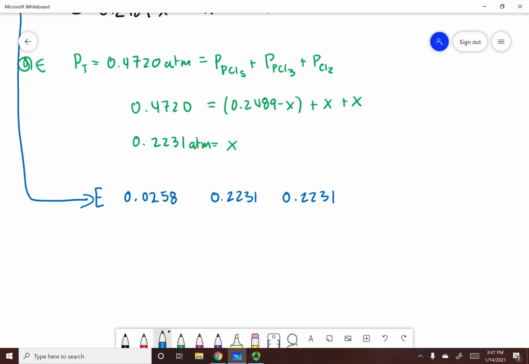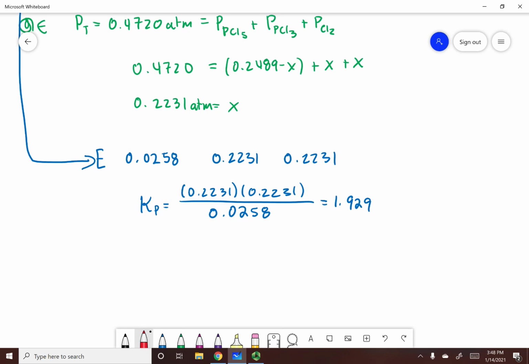Now with the equilibrium pressures, I can calculate Kp. It's going to be my products and their pressures divided by the pressure of my reactants. If I do this calculation, I get 1.929 as my Kp. We're going to use this value for part B.